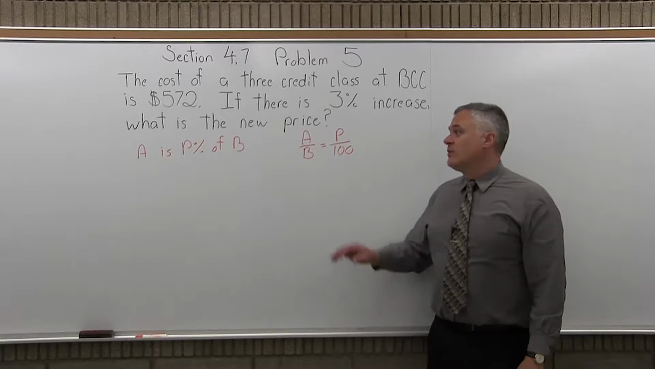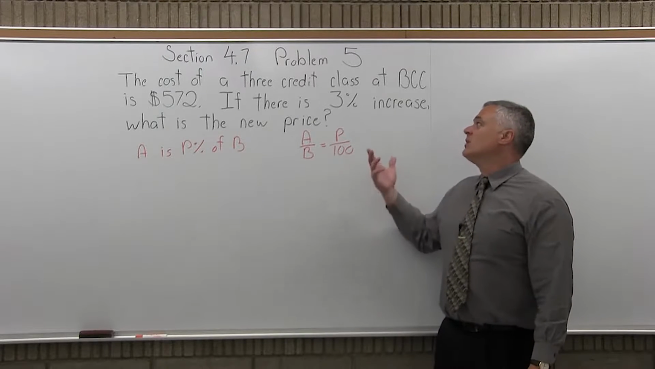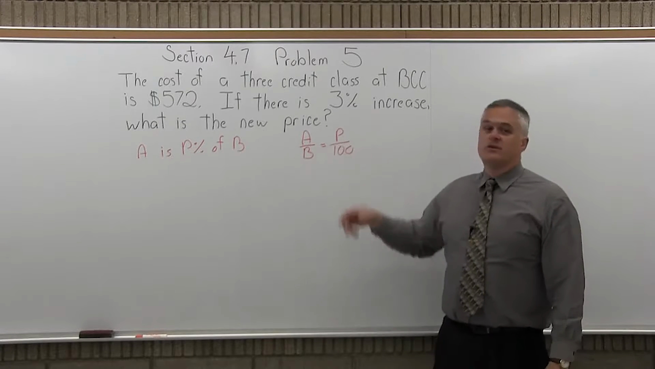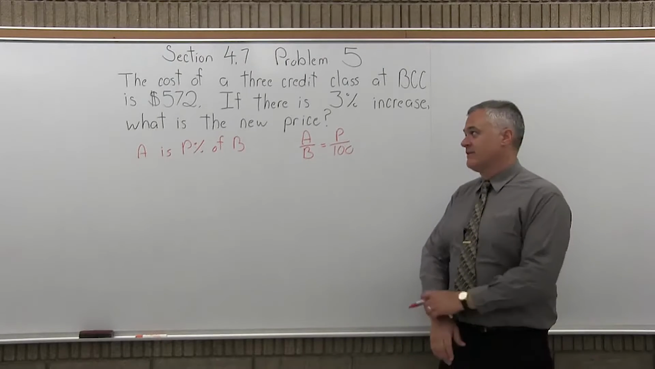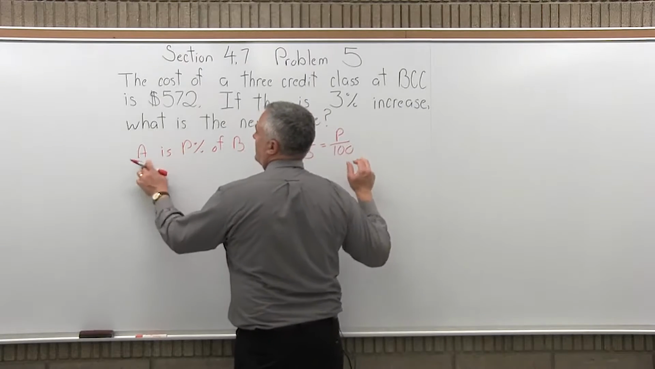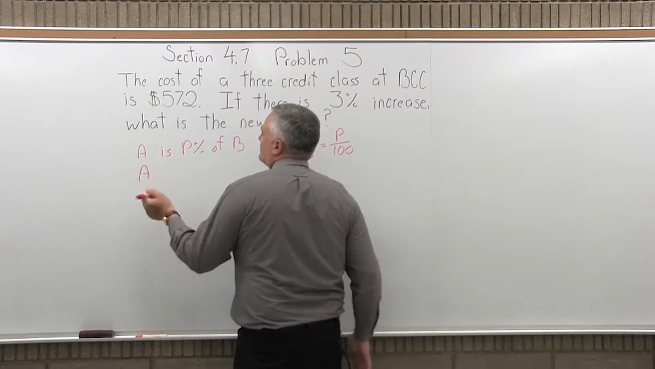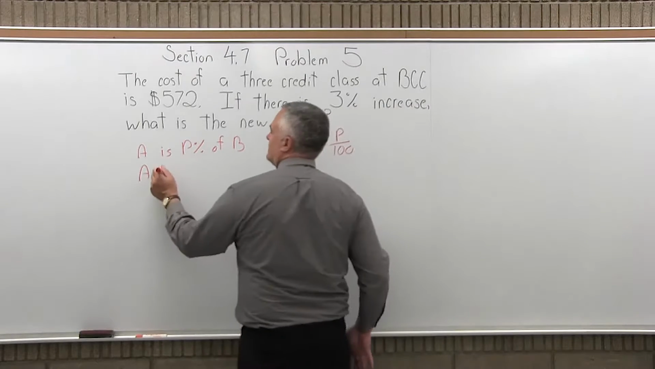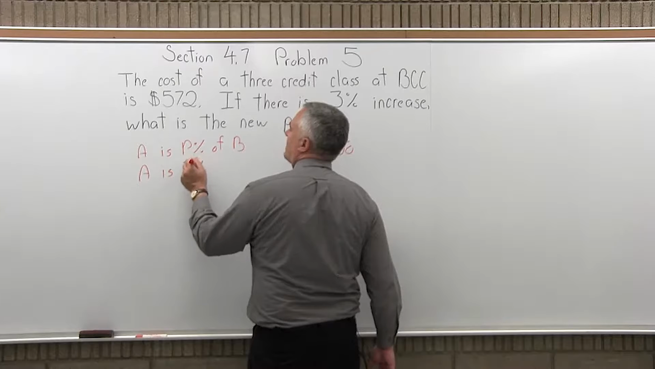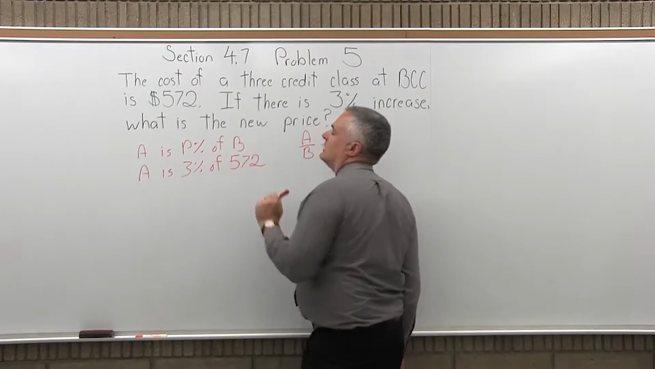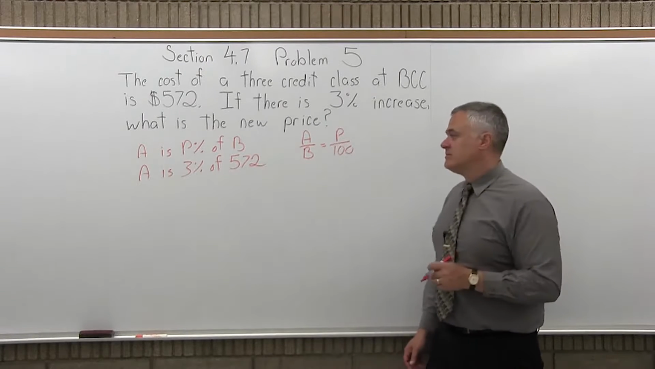So if we want to write it as A is P percent of B, what we really want to figure out is what is 3% of 572? And that'll give us the increase in price. So what is 3% of 572? The A, the what, is unknown, so I just leave it as a variable. A is 3% of 572. That's what I want to know.